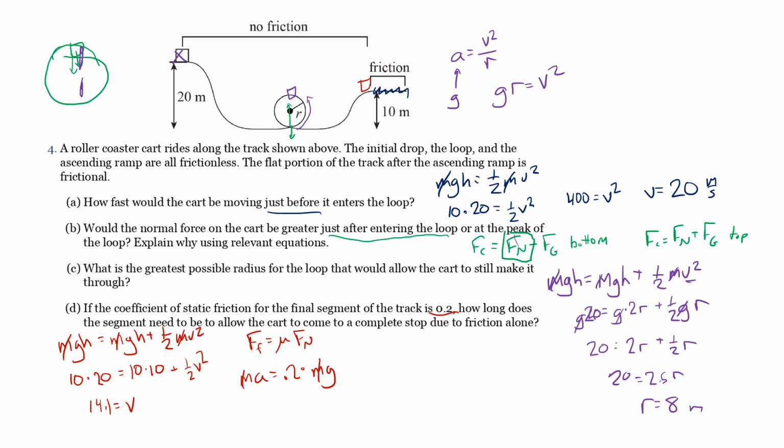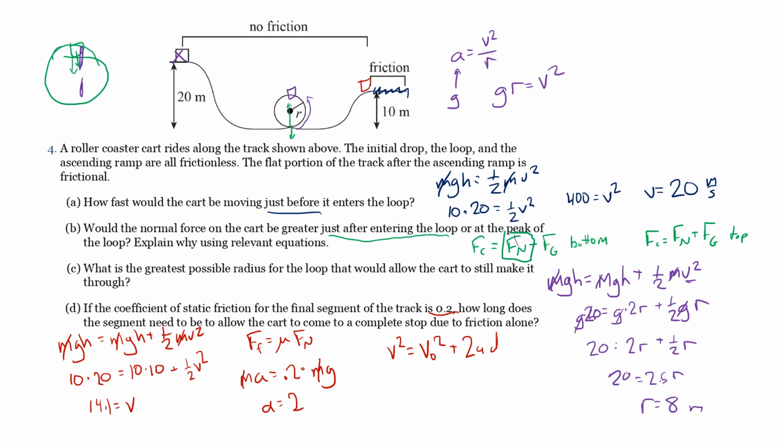So the m's cancel out. So your acceleration is 0.2 times g. So the acceleration is equal to 2 because gravity equals 10. Okay, now we're going to put these together here. We're going to have v squared is equal to v0 squared plus 2 times a times d.